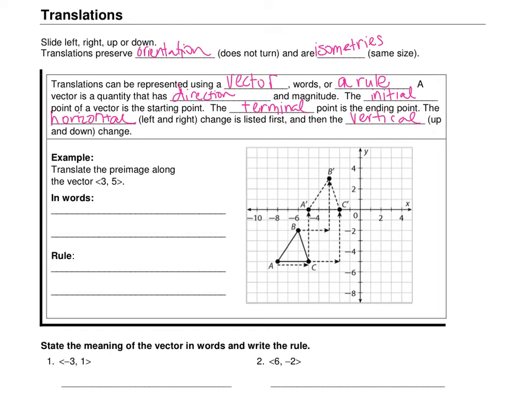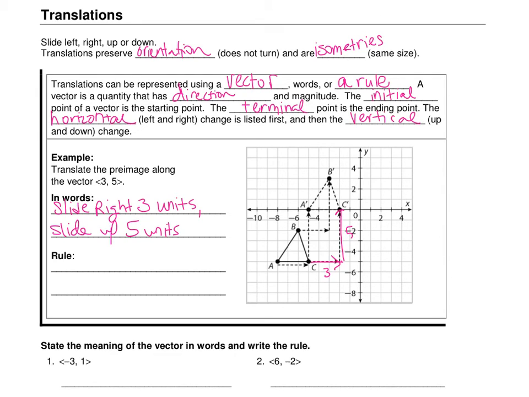We are going to see vectors written with, instead of parentheses, little mini brackets kind of on the side there. So if we need to move our pre-image, so here's our pre-image and here's our image, this is where we're starting from. This would be the initial point of our vector, and then where we end up would be the terminal point. So to translate the pre-image along the vector <3, 5>, that means that we are moving to the right or left 3. And since it's positive, we need to move to the right 3. And our second number is a positive 5, so that would be either up or down, and that would move it up 5 units. And just like I drew in my picture, you can see that each of those coordinates then are moving to the right 3 and up 5.